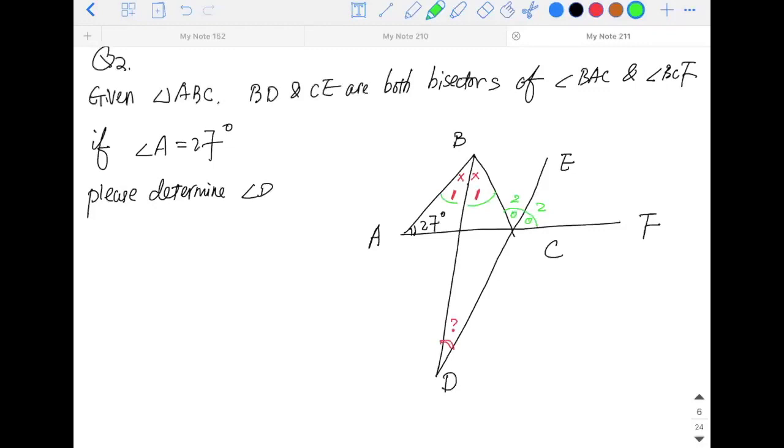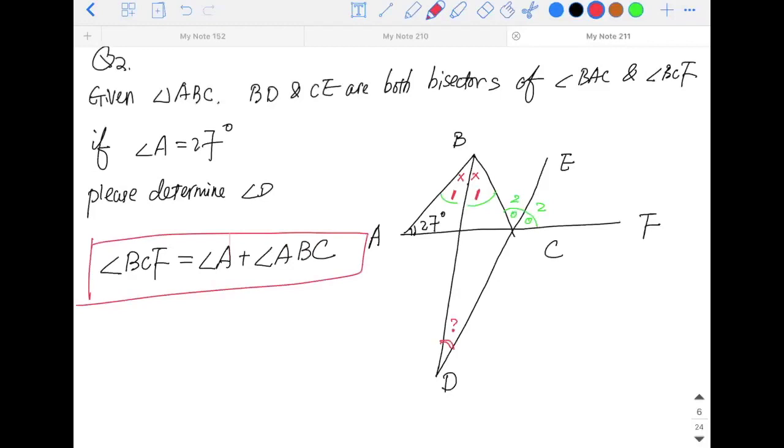Trust me, this is so easy, but this is so important. It will be used for every single problem. So that means what? Your angle BCF equals angle A, which is your 27 degrees, plus angle ABC. Is that right? This is like a conditioned reaction, like I said. As long as you see this, do not even think about the other stuff. It might not be useful for every single problem, but it doesn't hurt. You can always put a question out.